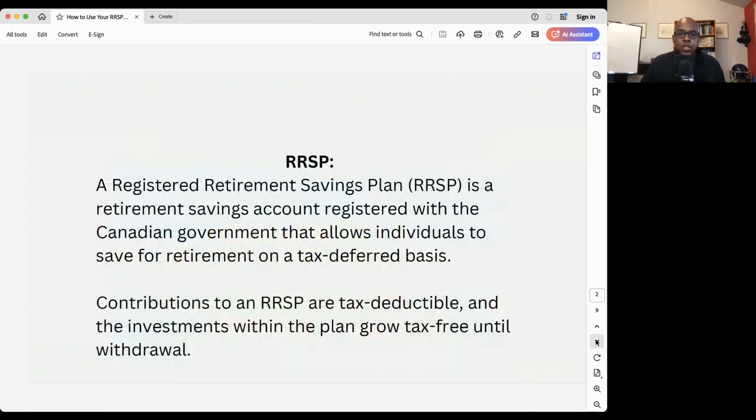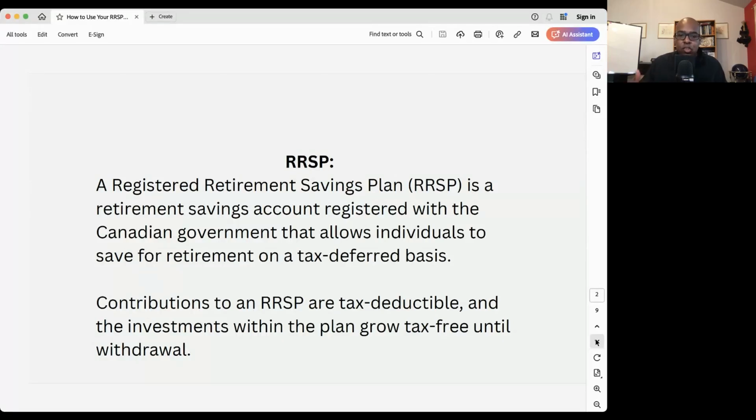Let's get going. So, first of all, what is an RSP? An RSP, as the name suggests, is a registered retirement savings plan. It's a retirement savings plan and it's registered with the Canadian government because it's afforded certain tax benefits. So, what are those tax benefits?